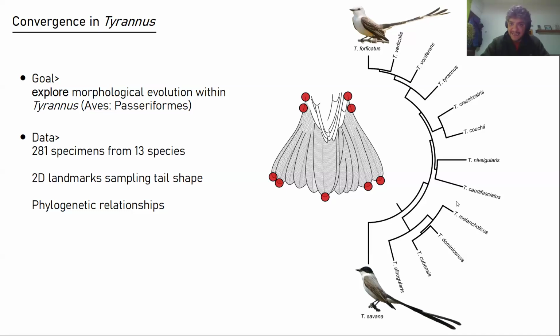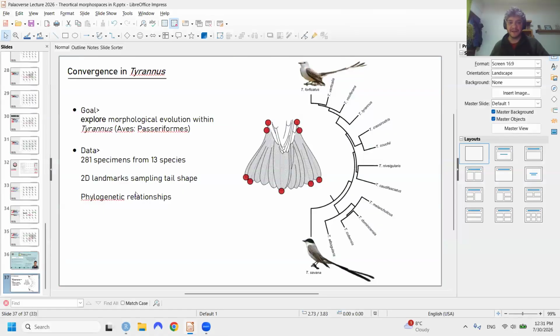And since we know that the tail of the birds is shaped by both natural selection acting on aerodynamic performance as well as sexual selection, this is an interesting study case for exploring different processes. In terms of the data itself, we collected 9 two-dimensional landmarks on the tails of 281 specimens belonging to all the 13 species of the genus. So we had both intraspecific and interspecific variation. And we also had the phylogenetic relationships, which we took from the literature, as well as some other accompanying information.